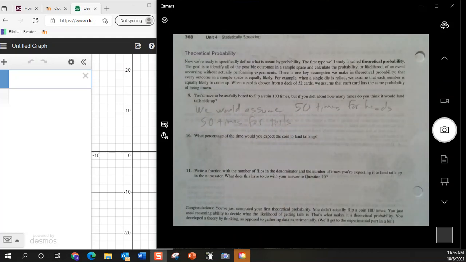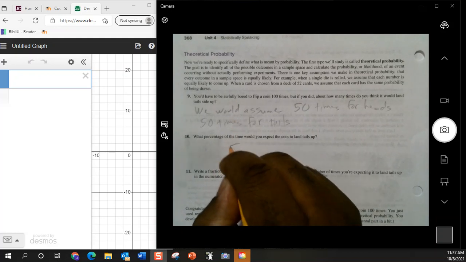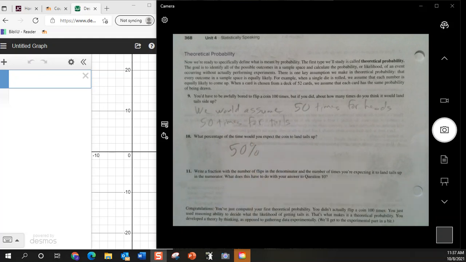Now, number 10. What percentage of the time would you expect the coin to land tails up? It would be 50%, because it was half.